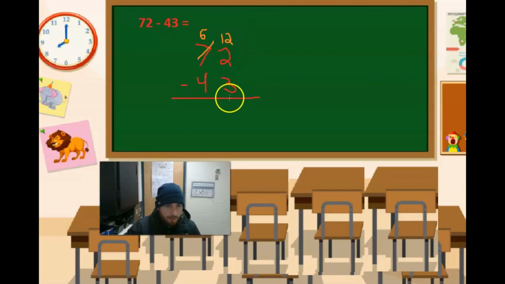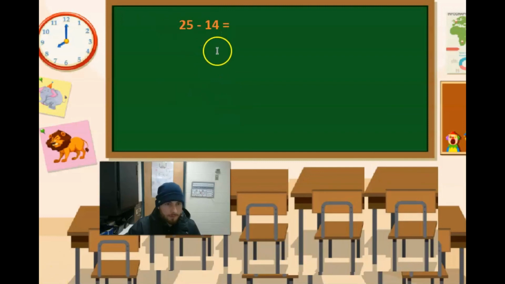So 12 take away 3. I know 12 take away 2 is 10, and we need to take one more away. So 9. Or whatever strategy you've been practicing to do that. And finally, we're done the ones. We look at the tens. 6 tens take away 4 tens is 2 tens. So 72 take away 43 is 29.